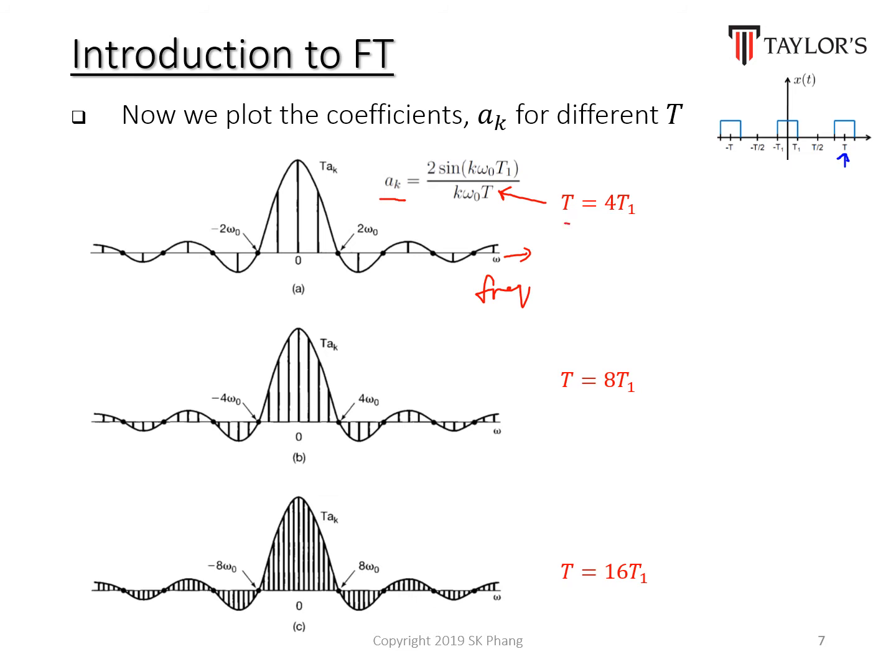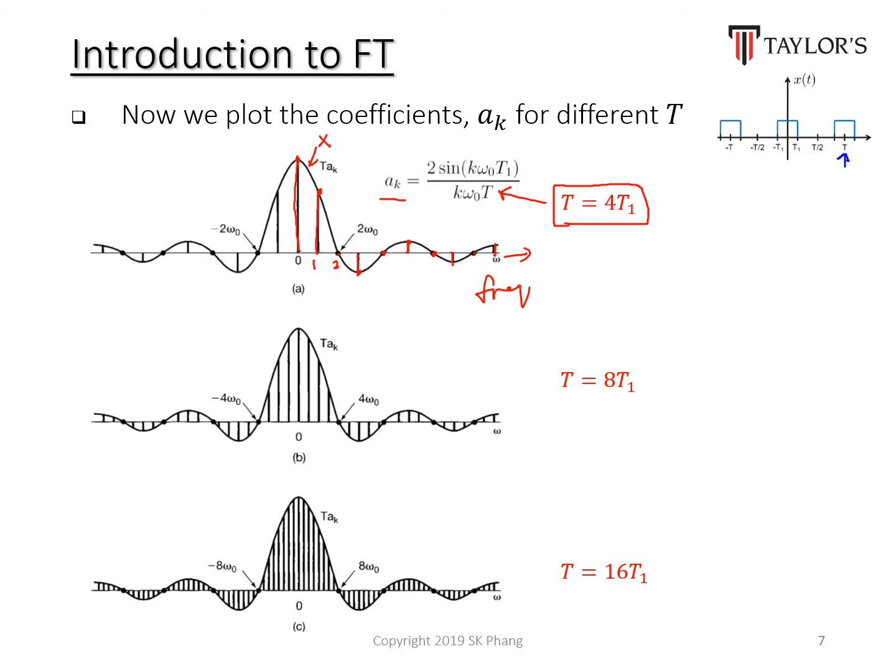When T is equal to 4t1, the first example, we substitute it back into a_k, find out the value for a_k, and plot it out on the frequency graph, and we can obtain spikes that look like this. So you just ignore the curve over here. What we get is just the spikes with all the different k: a_0, a_1, a_2, and so on and so forth.